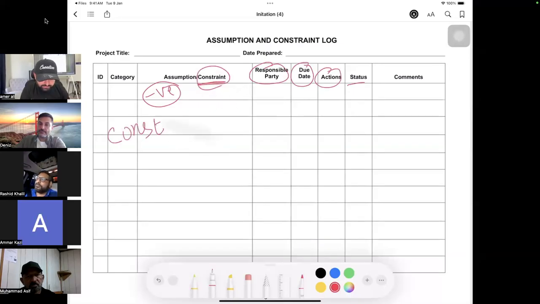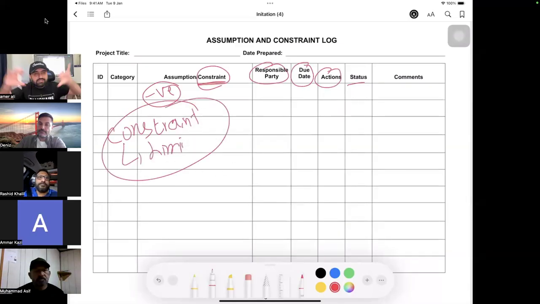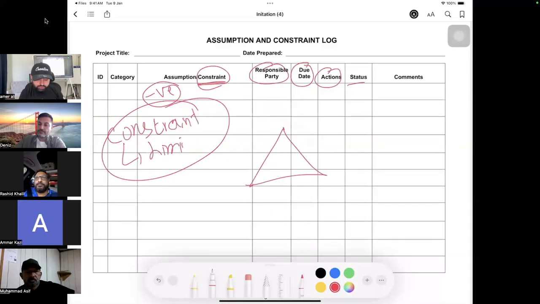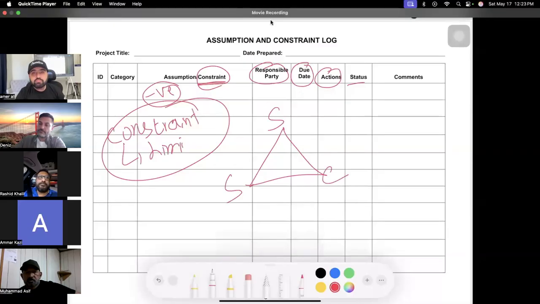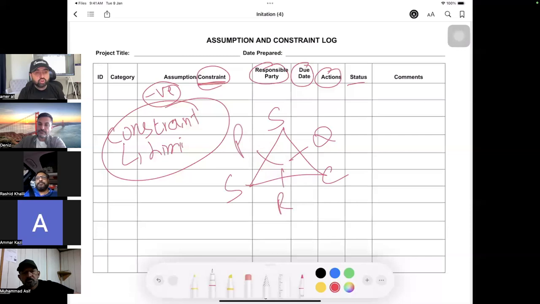A constraint is anything that limits your project, that limits you. Scope is a constraint. If we talk about scope, schedule, and cost, they are called the triple constraints of the project. But quality is a constraint, risk is a constraint, procurement is a constraint. All these are constraints in the project.